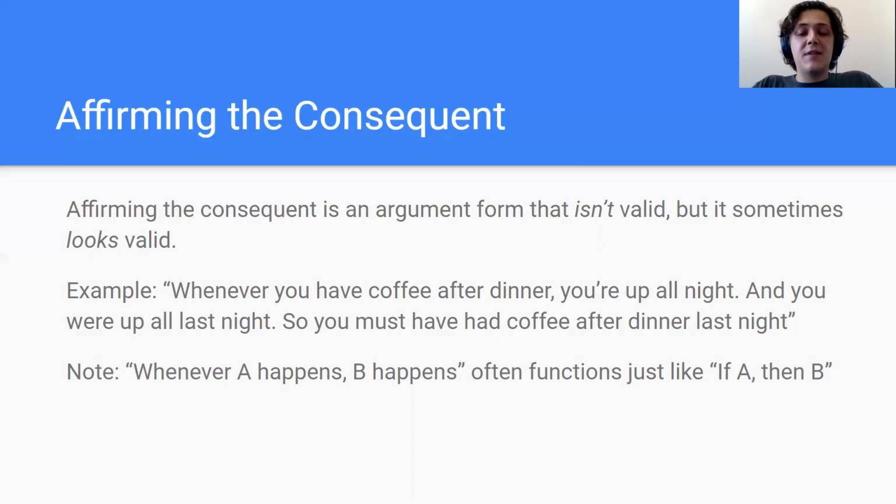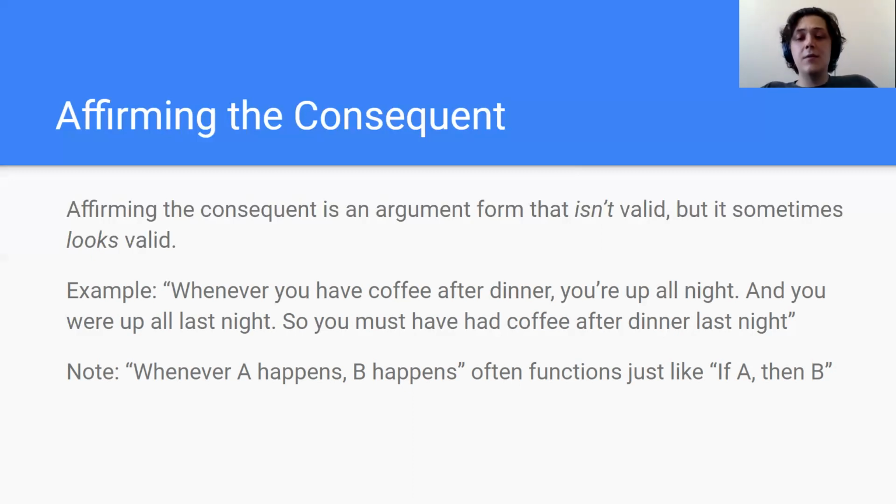Whenever you have coffee after dinner, you're up all night. That functions just like if you have coffee after dinner, then you're up all night. The whenever statement works just like an if-then statement. If you have coffee after dinner, then you're up all night. And you were up all night last night. So you must have had coffee after dinner.